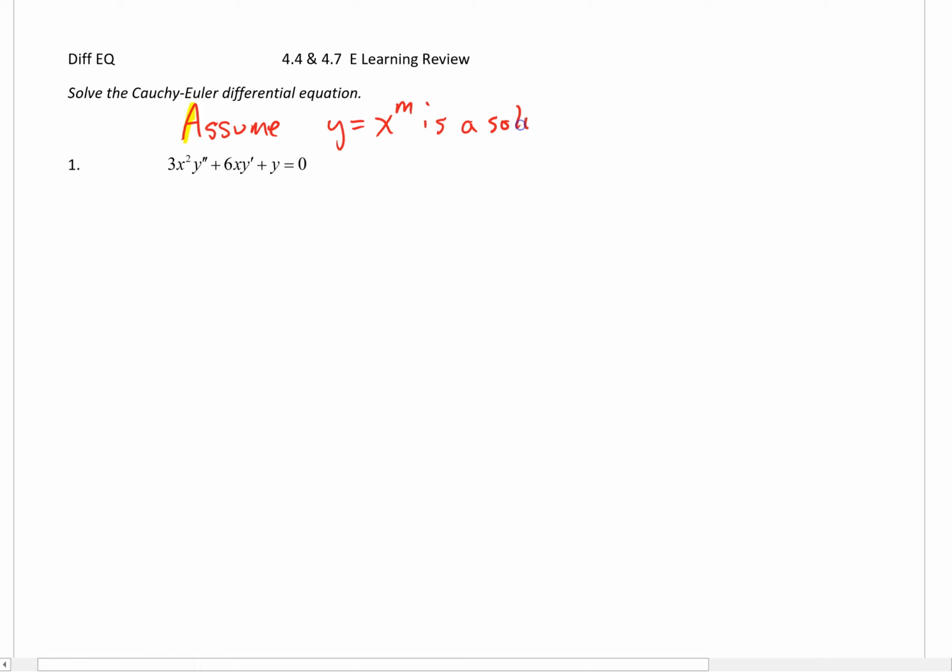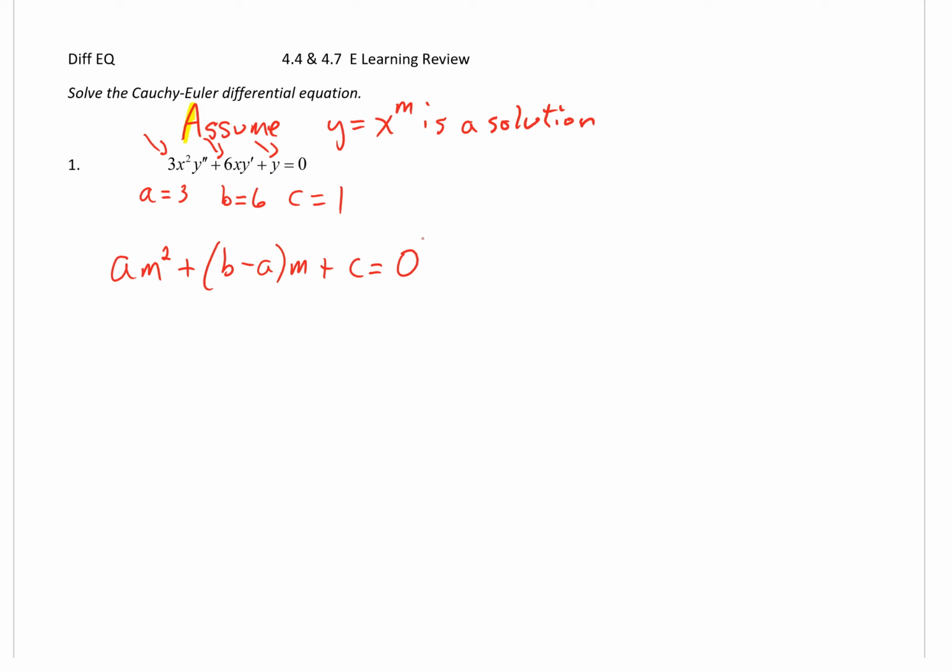And what's really nice about that, you don't have to show all the details for this, but here you'd have a is equal to 3, b is equal to 6, c is equal to 1, much the same way that you would find coefficients in a quadratic. What you're going to see is if you made that assumption of y equals x to the m being a solution, and if you were to take derivatives, substitute that in, and really just do some work dividing things out, you would eventually come to this basic equation of am squared plus (b minus a)m plus c. In other words, you would now have this quadratic right here that you could now solve.